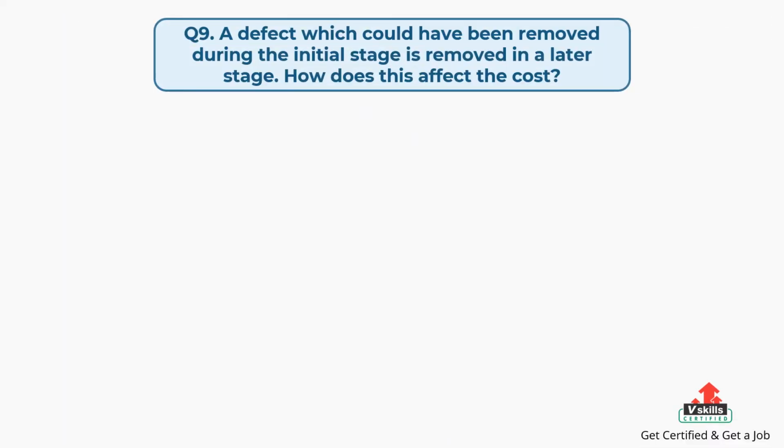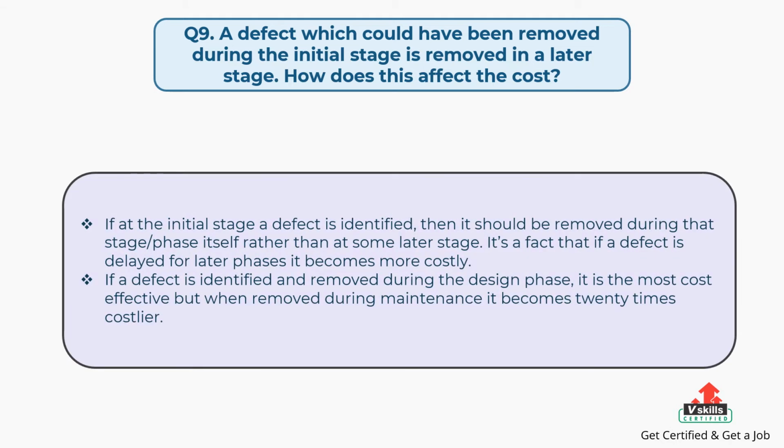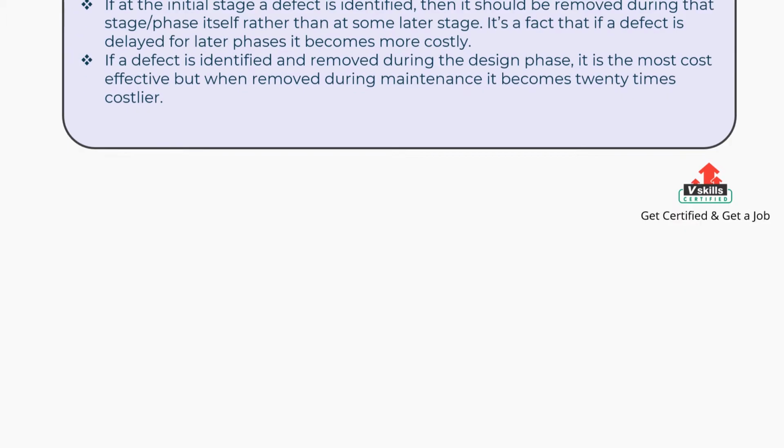Question number 9. A defect that could have been removed during the initial stage is removed in a later stage. How does this affect the cost? The answer is: if at the initial stage a defect is identified, then it should be removed during that stage or phase itself rather than at some later stage. It's a fact that if a defect is delayed for later phases it becomes more costly. If a defect is identified and removed during the design phase, it is the most cost-effective, but when removed during maintenance it becomes 20 times costlier.